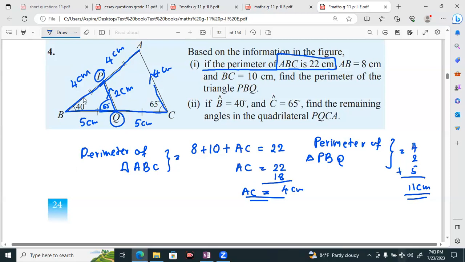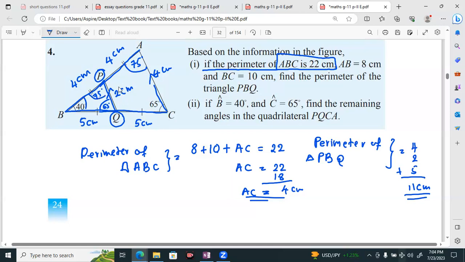Then here this is 40, and we know that ABC is a triangle. So 40 plus 65, 105. Then you know that the sum of interior angles of a triangle equals 180. So when you subtract 105 from 180, it is 75. So we identify PAC equals 75. Okay. Then here also 75.